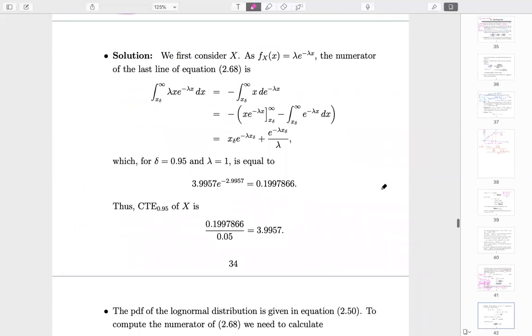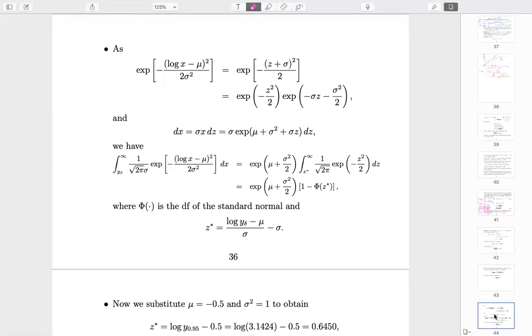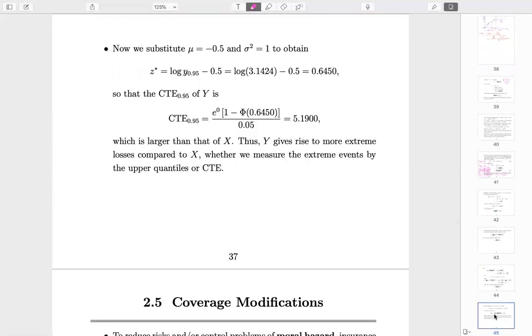I do not test CTE here, so I do not go into the calculation. Again, like I mentioned, we will study risk measures. In that chapter, we will get into every detail of quantile and CTE. So here, let's skip everything and leave it to a later chapter.